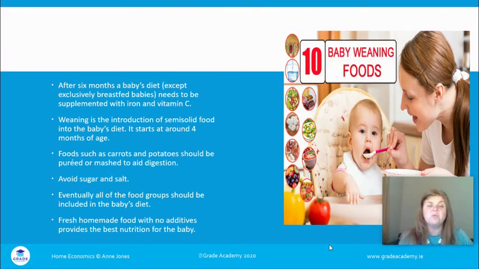Fresh homemade food with no additives are the best nutrition for the baby, and that can be easily done by bulk baking the potatoes, the carrots, or whatever food you're giving them, and actually freezing them. And that makes it very convenient for working parents.